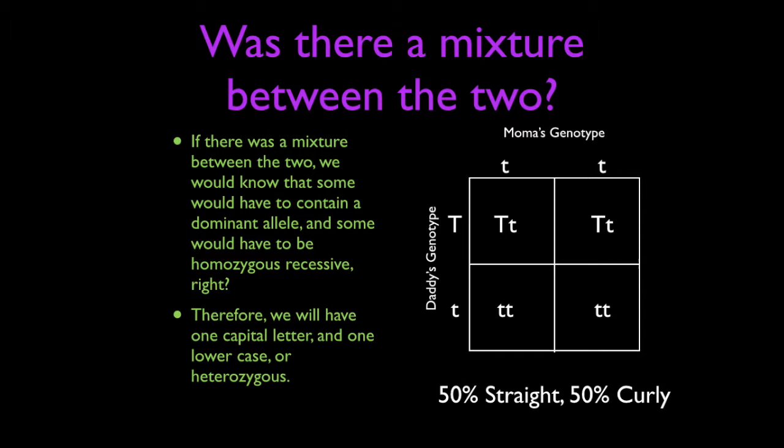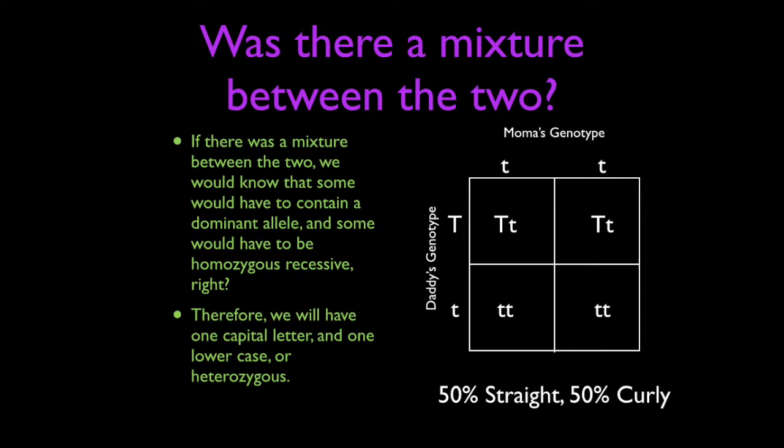And then the third question, of course, was there a mixture between the 2? If there was a mixture between the 2, meaning we have some curly, some straight, we would know that some would have to contain a dominant allele and some would have to be homozygous recessive, meaning they have 2 little t's. The only way to get some where we're going to have a big T and then some with 2 little t's, homozygous recessive compared to heterozygous, would be that we cross it with a heterozygous male. So he's big T, little t. This will give us 2 that are going to show the dominant trait, and this will give us 2 that are going to show the curly trait or the recessive trait.